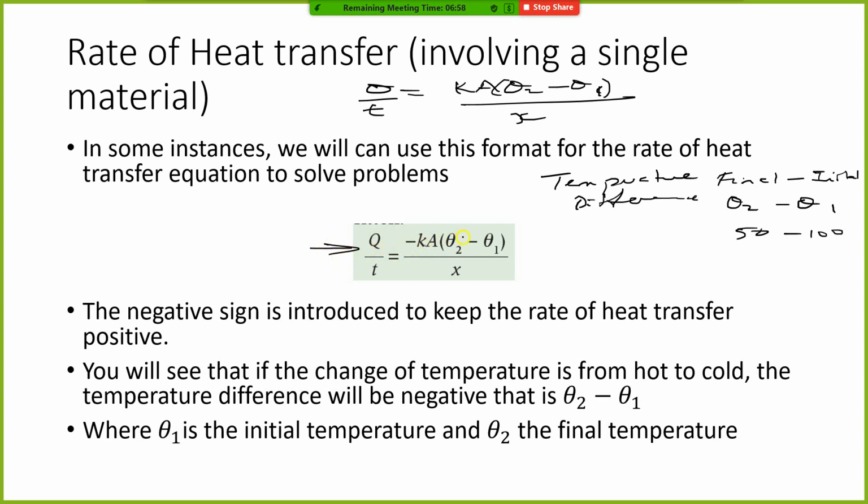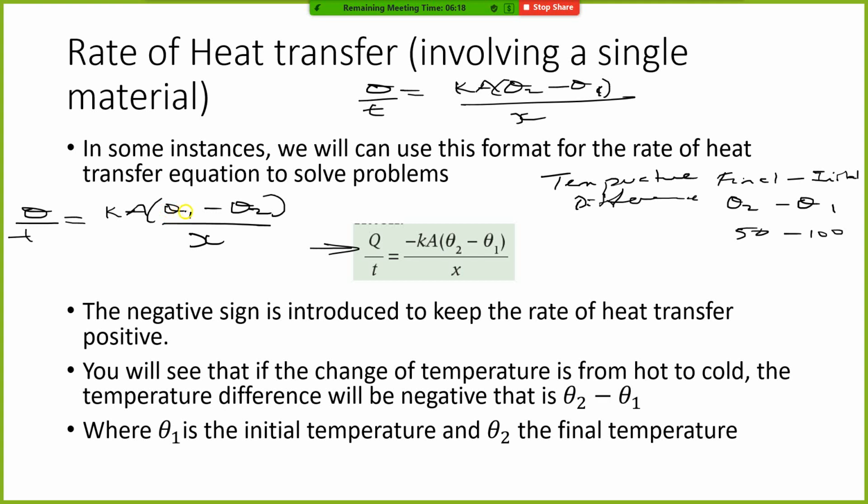But to just sort of explain it, the temperature difference is going to be a negative value, right? And to make the rate of heat transfer become positive, you just put that minus sign in front of it. But if you initially write it as Q divided by T is equal to K times A times (T1 minus T2) divided by X, you don't need to put the minus sign now, because this is already going to be a positive number, right?